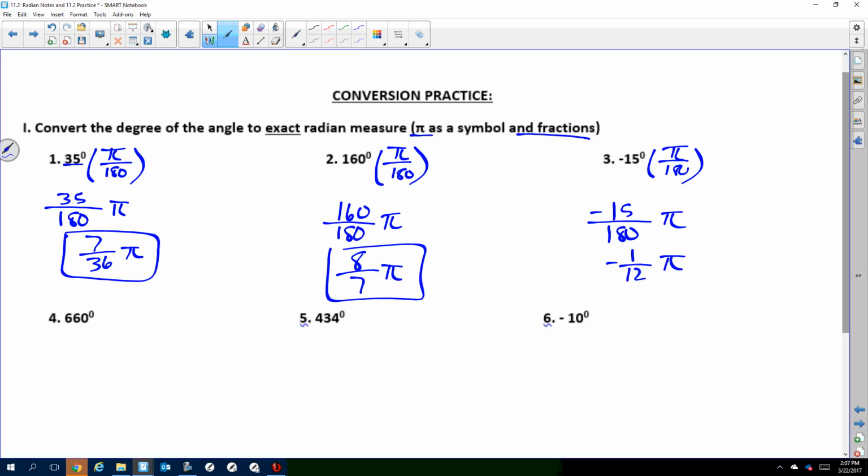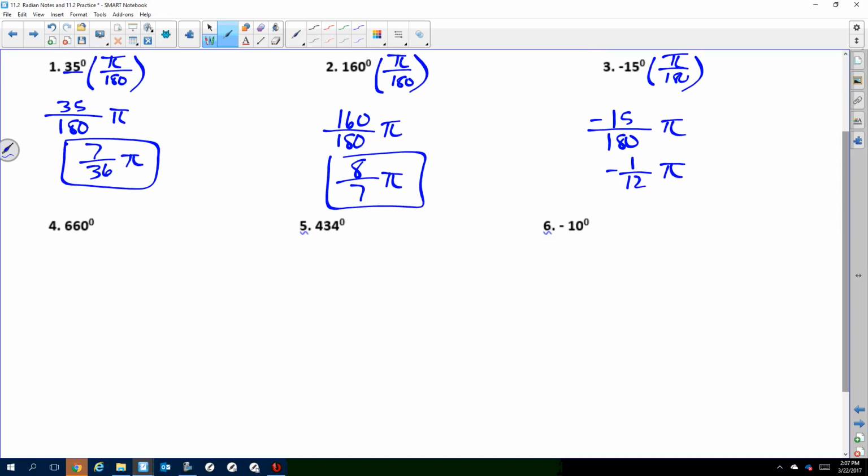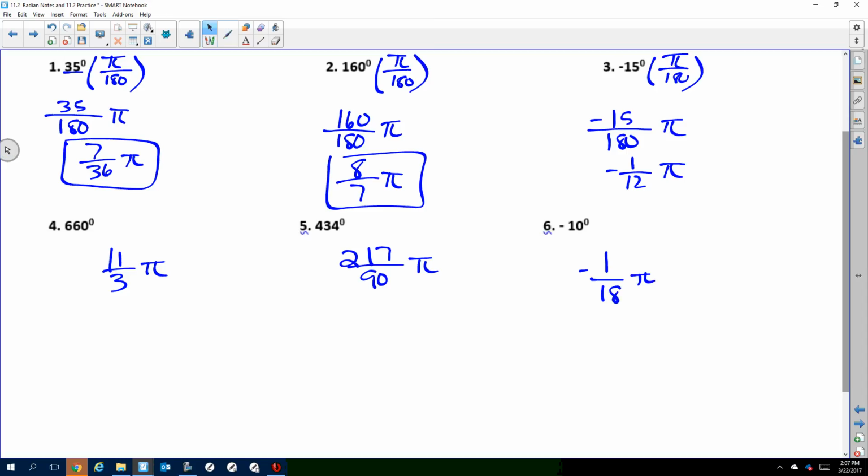So what I ask is for you to finish this section and to get the answers. If you want to pause the video, pause it, check it, then make sure you have it done. But those of you who did, because many of you were ahead, you should have 7/3 pi for 4, 117 over 90 pi, and a negative 1/18 pi. So that was that section.